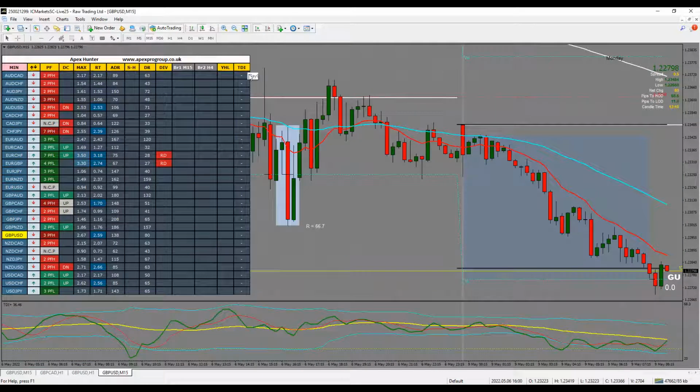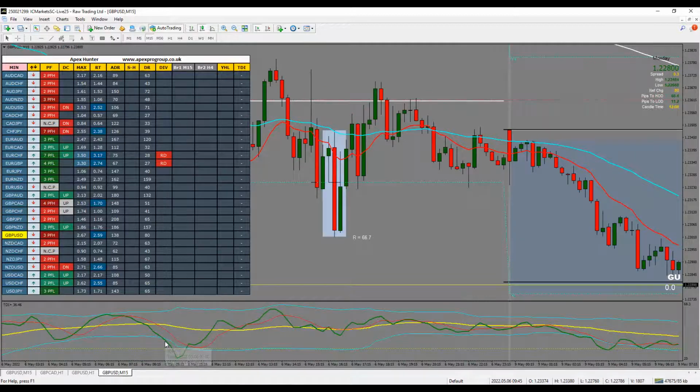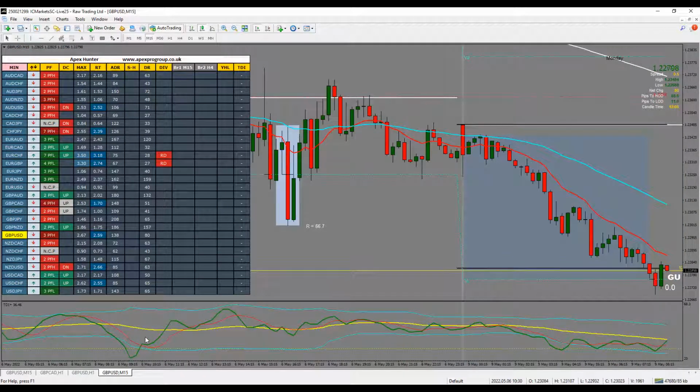So this TDI would light up with up or down in this situation. It needs to be checked manually, but it gives you the heads up that a W or M has probably been formed or is forming on the M15. So let me try and draw.